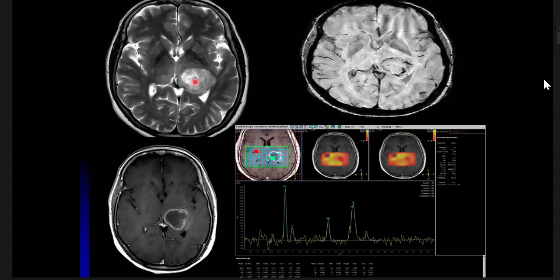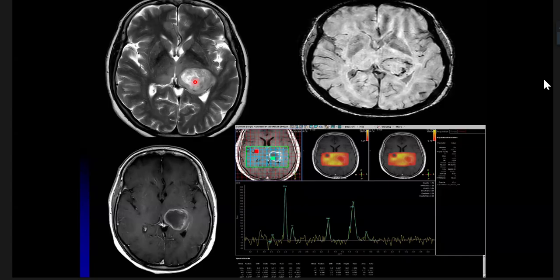Sir, in this spectroscopy, the perilesional edema will show an elevated choline peak in metastasis. And what will happen in a primary tumor? In a primary tumor, the perilesional edema will not show an elevated choline peak. Okay. What is the pathology of a primary tumor?